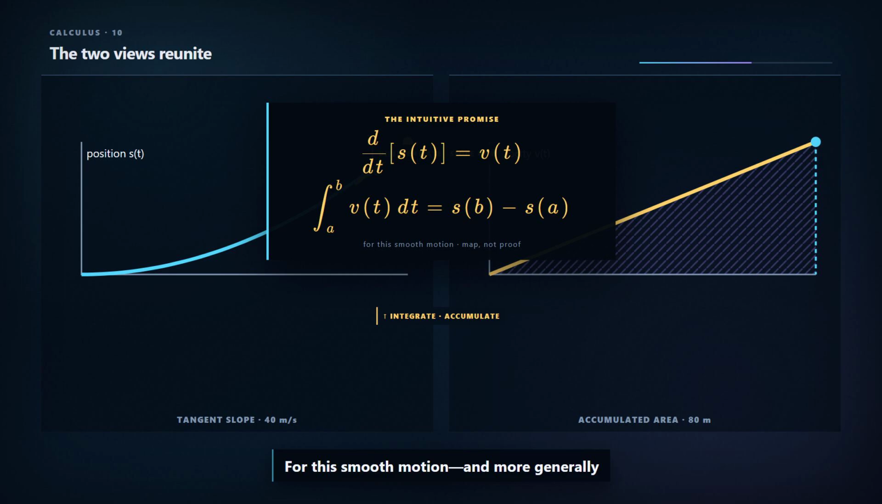For this smooth motion, and more generally under suitable conditions, differentiation and integration undo each other's work. That is the intuitive promise behind the fundamental theorem of calculus. Today we see the map, not the proof.